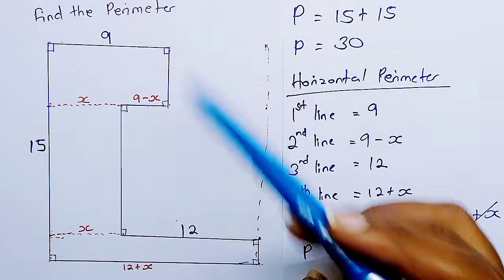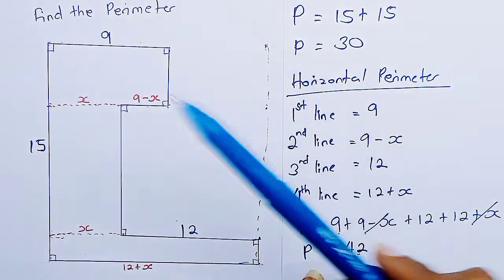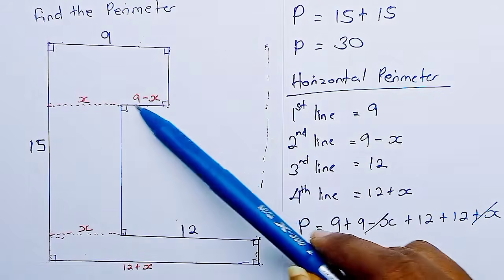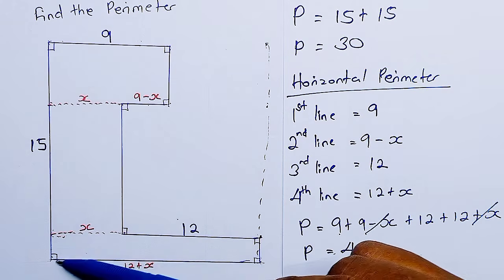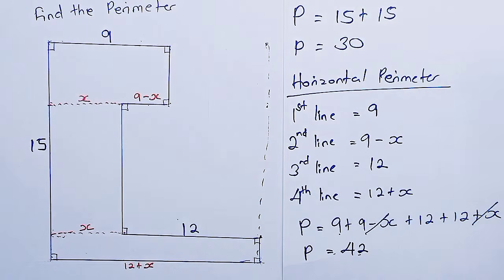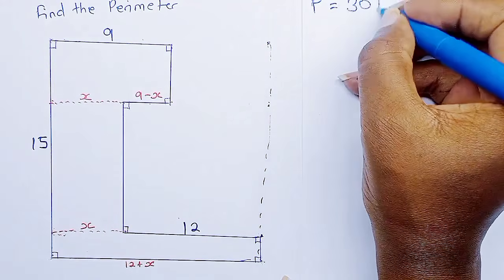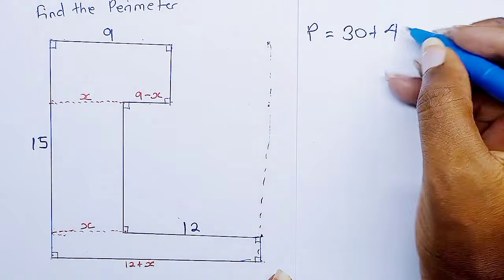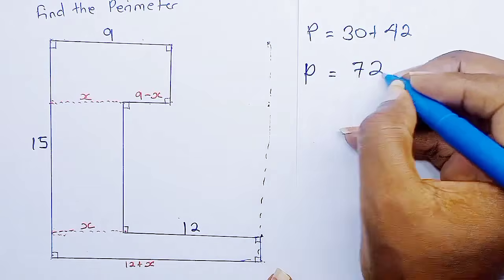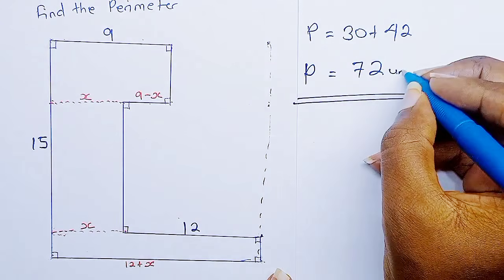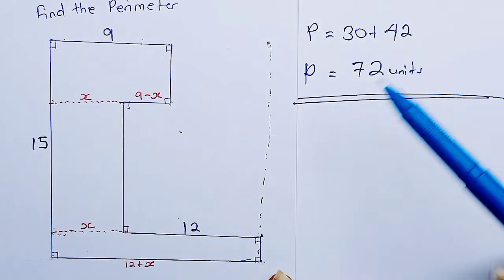So to get the total perimeter, we shall add the perimeter of the verticals plus the perimeter of the horizontals. So that is this line plus this line plus this line plus this line plus this line plus this line plus this line plus this line. So perimeter is equal to 30 plus 42, which is equal to 72 units. And therefore, the perimeter of this figure, when you add all the sides, is 72 units.